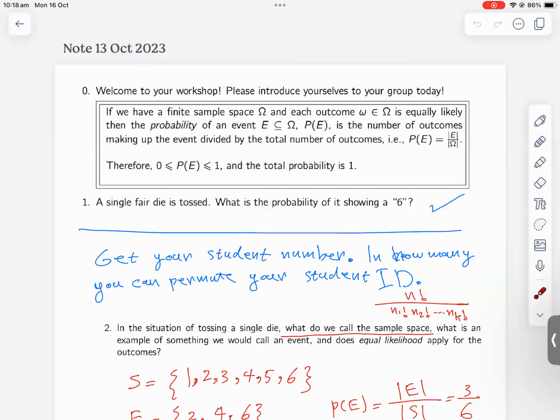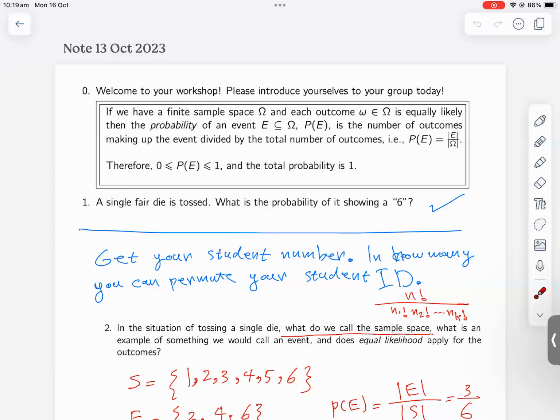Hi guys, I will go through the questions that we worked on last Friday. I still don't know the workshop questions, and that's why I go through these questions, and maybe I will add a couple of other questions.